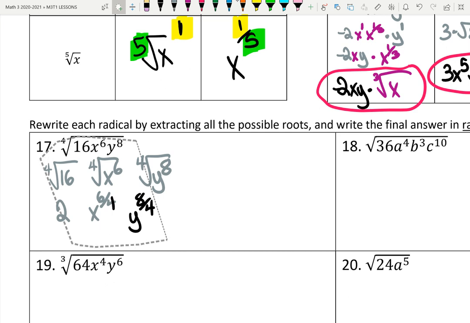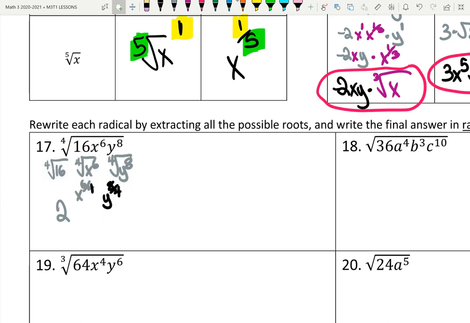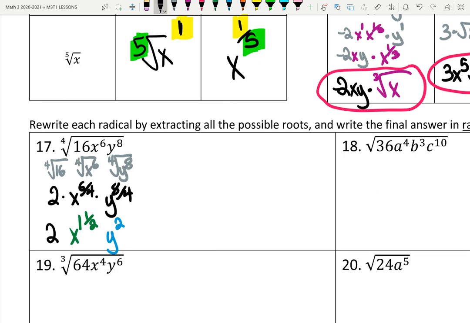Now, I got to rewrite it as a mixed number. So I have 2 times x to the 6 over 4 times y to the 8 over 4. Well, this is going to turn into x to the 1 and 1/2. This is just going to turn into y squared. And this is going to stay 2.